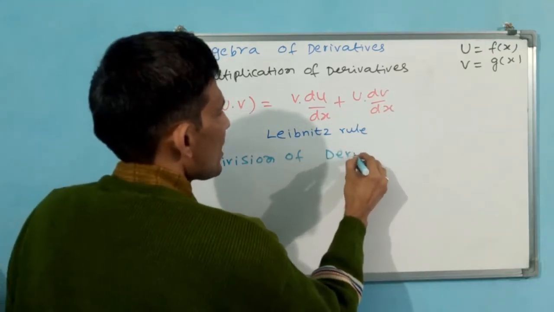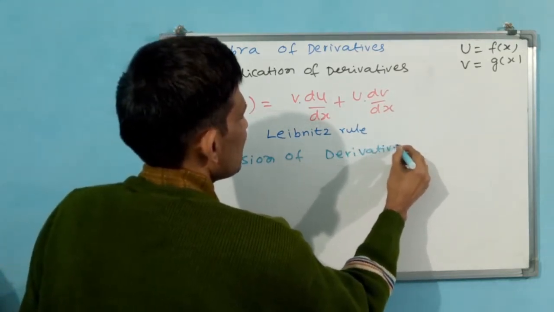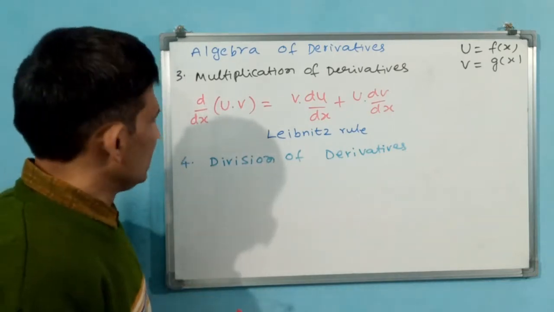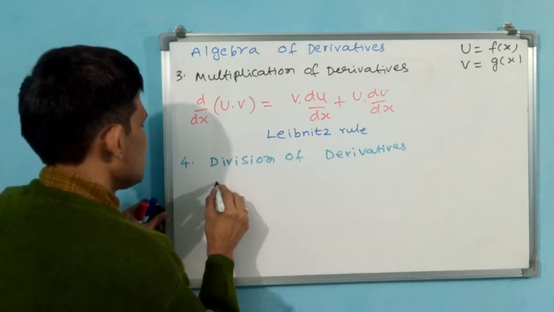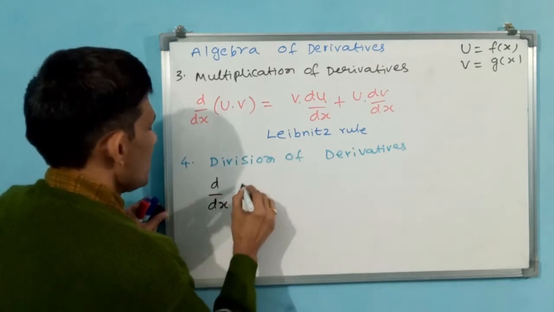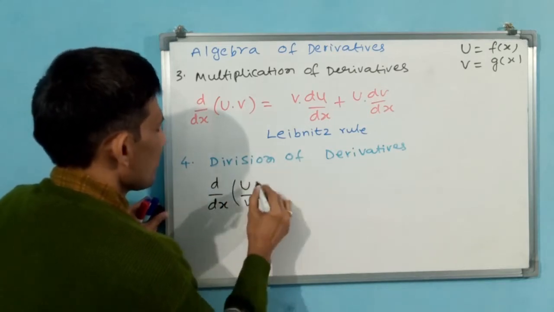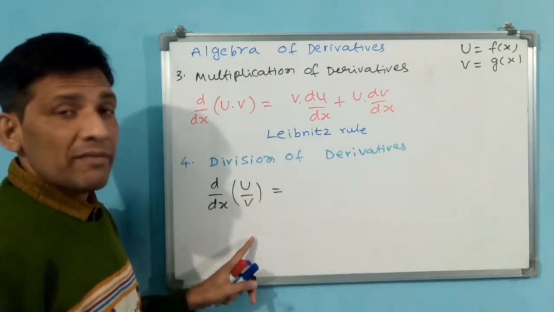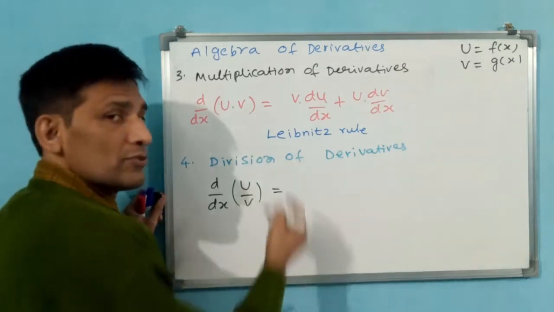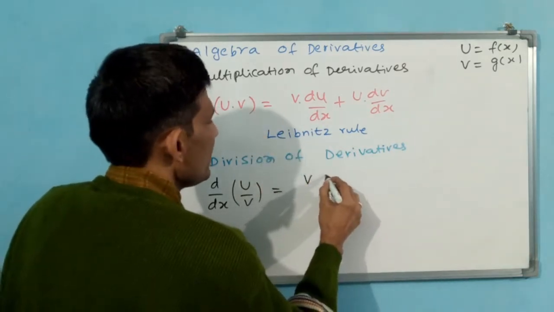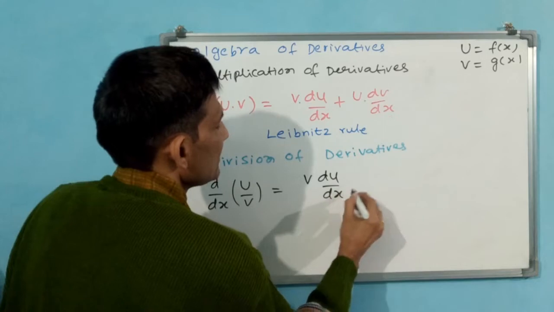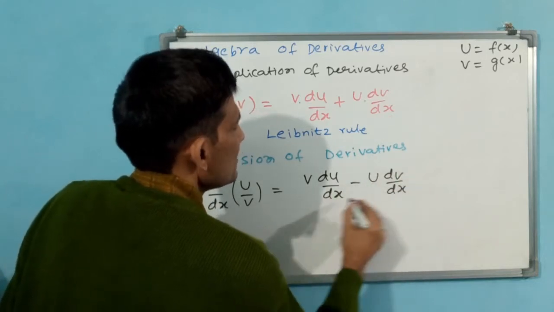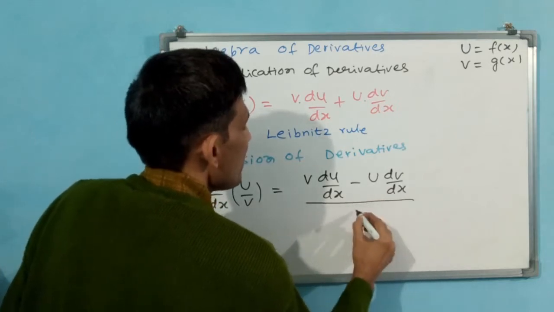Division of derivatives, or quotient. Quotient also we will call normally. See how I am writing. d by dx of u by v is equal to, now compare, v du by dx minus u dv by dx, divided by v square.